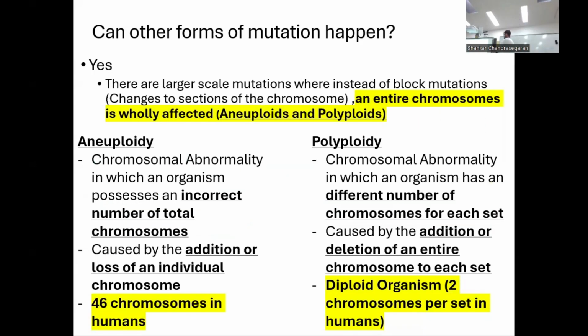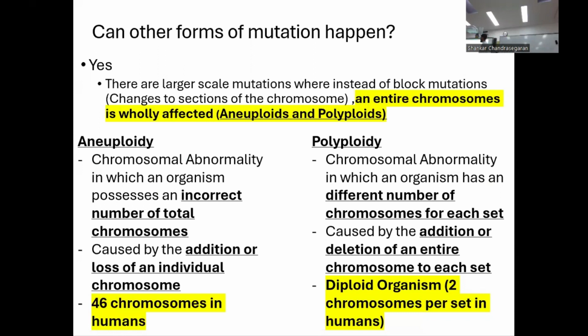So can any other forms of mutations occur? There are larger scale mutations where instead of block mutations, it changes entire chromosomes altogether, not just sections of your chromosome, but the entire chromosome is mutated. And there are two versions of that. One is called aneuploidy, and the other one is called polyploidy.